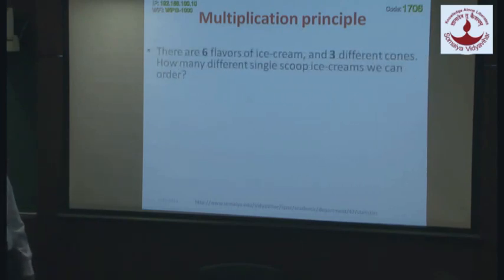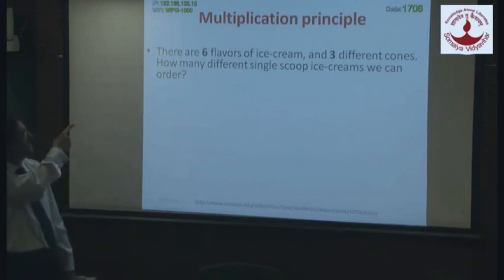There are 6 flavors of ice cream and 3 different cones are available. See, these two are different. Independent things are there. Ice cream is different and cone is different. So with cone and ice cream we can form one combination. So how many different single scoop ice creams can be ordered?